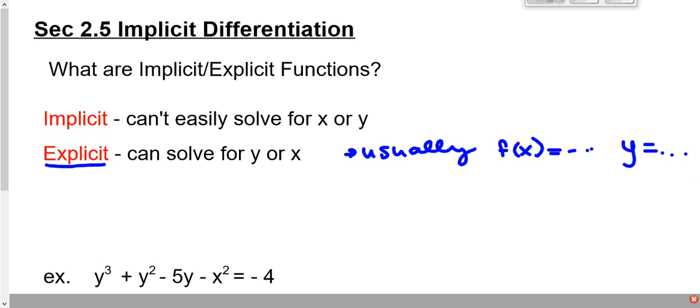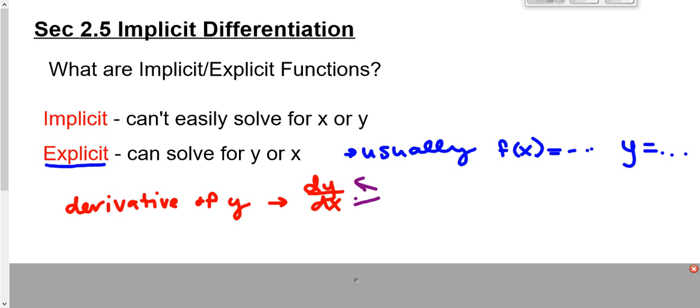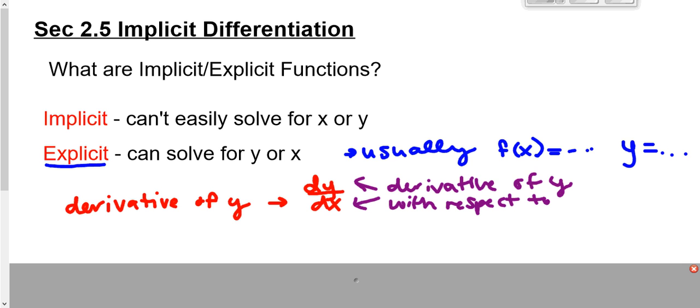Before we look at the example, remember when we take the derivative of y, our notation for that is dy dx, because it's the derivative of y with respect to x.